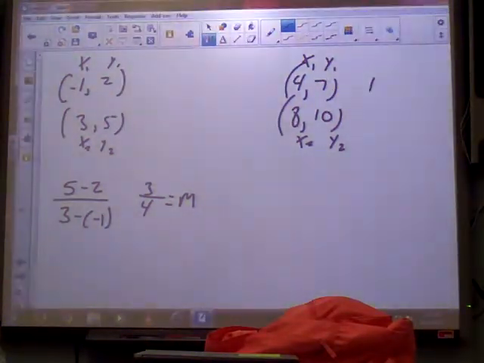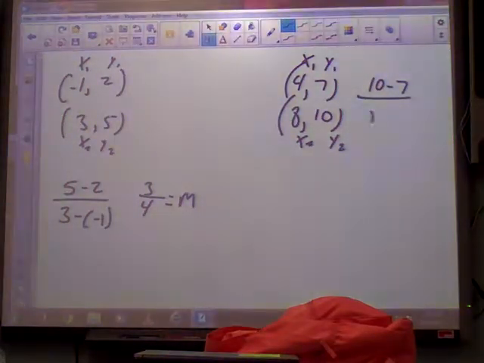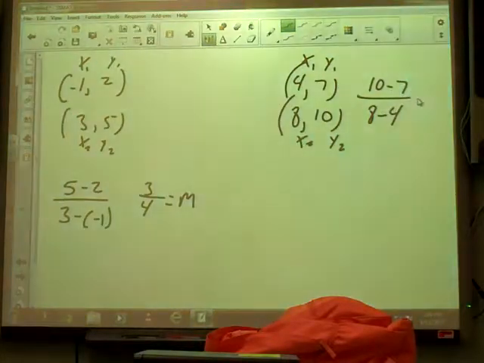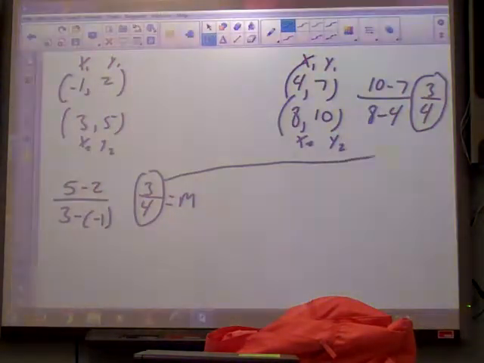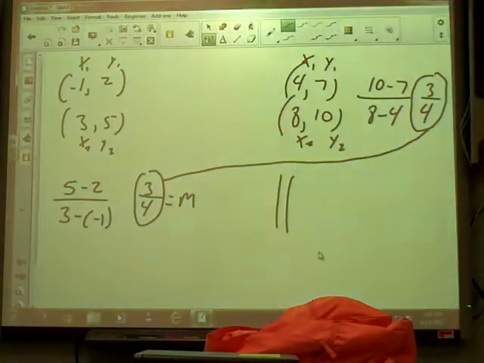Y2 minus Y1 over X2 minus X1. 10 minus 7 is 3. 8 minus 4 is 4. Baylor said parallel. I got a 3/4 there. I got a 3/4 there. Those are exactly the same. So my answer to this is that the lines are parallel.